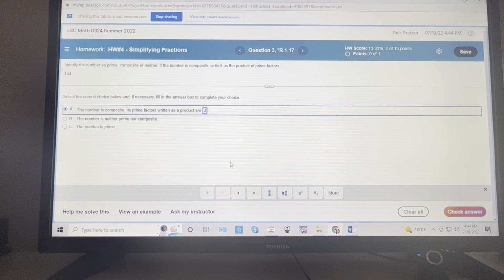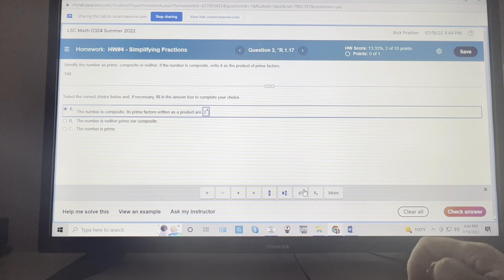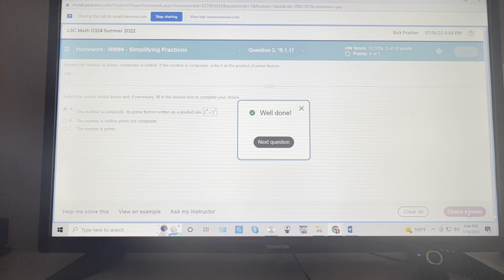Will they take 2 to the 4th power times 3 squared? If so, that's less typing. That's what I just tried. See, they took that version. So then you should be able to also do 2 times 2 times 2 times 2 times 3 times 3. Generally, when you take your tests and quizzes, you're going to be doing them in this program. So you want to make sure you know how they take the answers on homework. That's your key to how you should answer things on quizzes and tests.